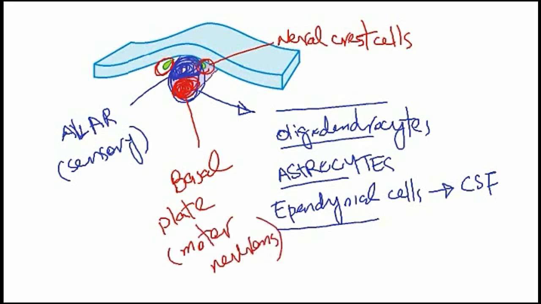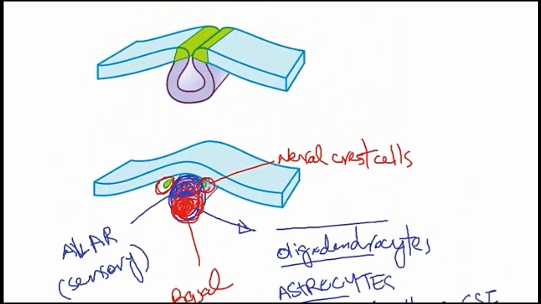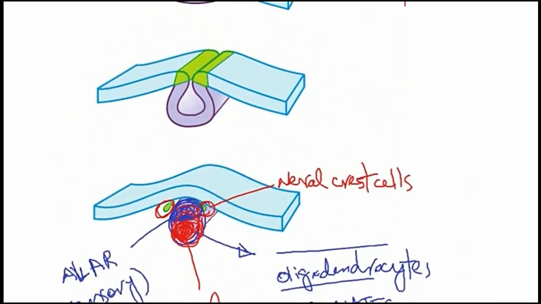Now, this was all the description at the cellular level. At the tissue level, neural tube will give rise actually to different structures of the brain, and I would like to discuss that with you.